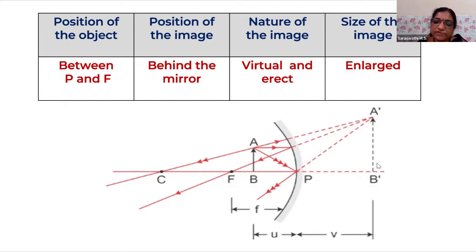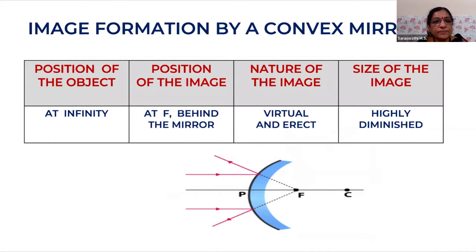They insist on this even in the board exam. The rays should be marked with dotted lines, and even the image should be marked with dotted lines. Any doubts here?